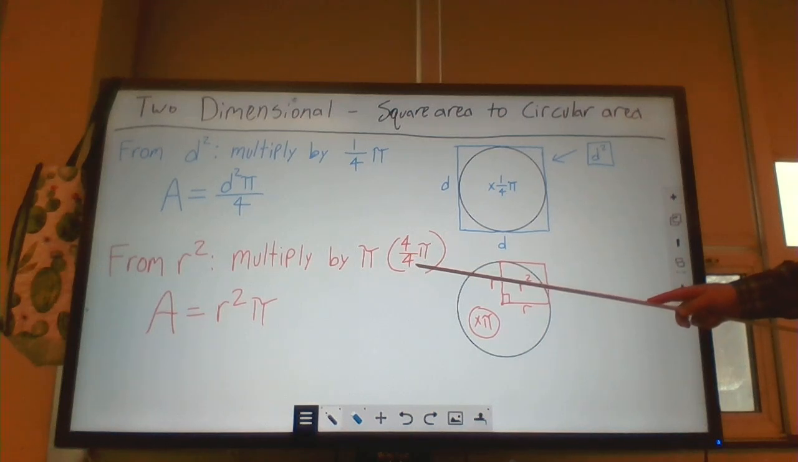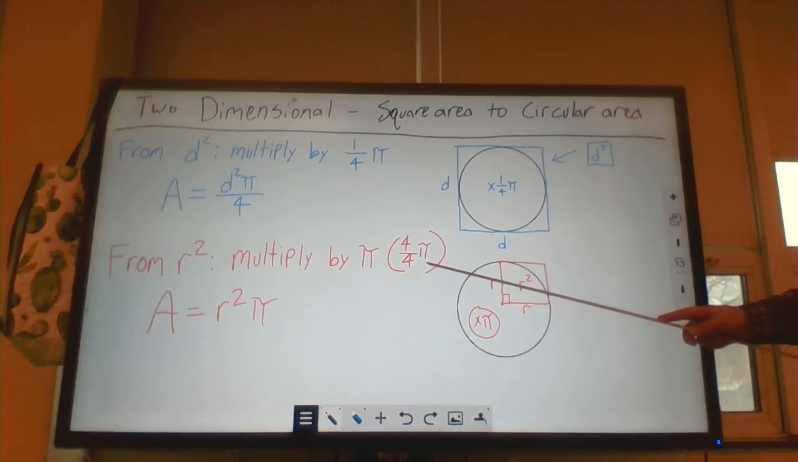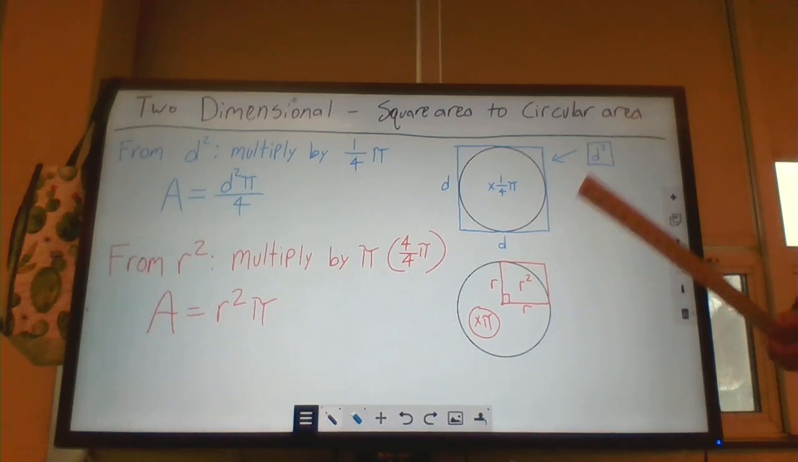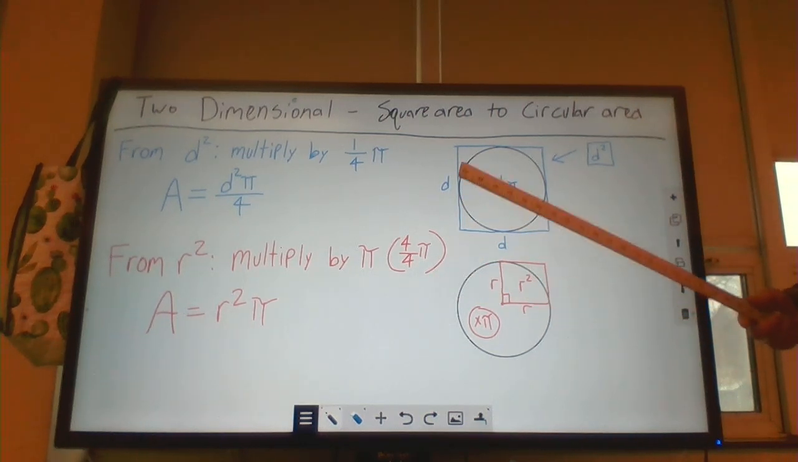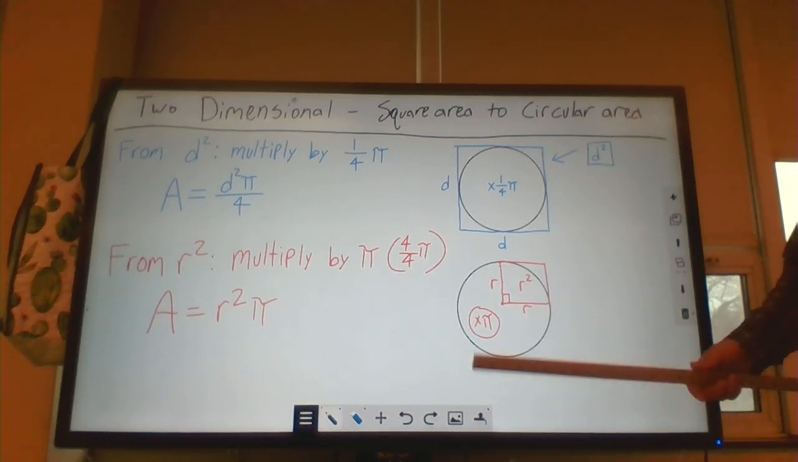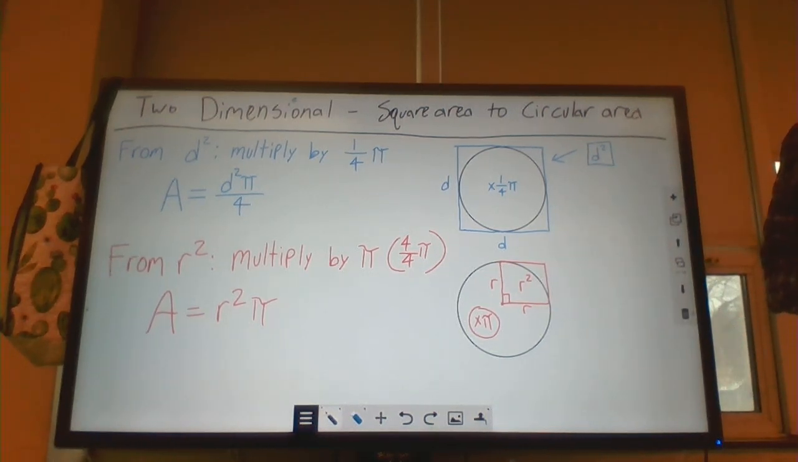I put down here that you could think of the 1 pi for the radius square as actually 4 over 4 pi, accentuating the 4 times as, or I should say 1/4 the size that the radius square is compared to the diameter square.